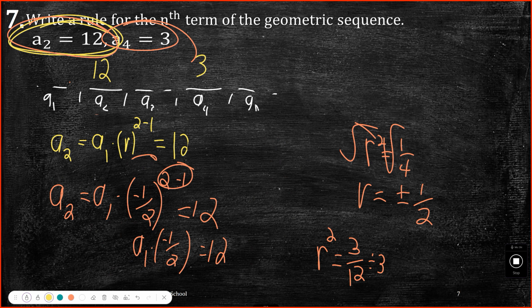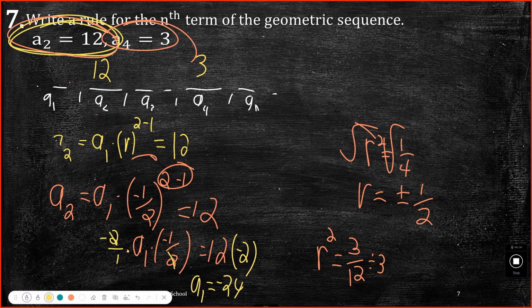But what's a better thing to do? Multiply both the left and the right side by the reciprocal. What's the reciprocal? Negative 2 over 1, or just negative 2? Negative 2 over 1 here, and negative 2. So then a negative and negative is positive. The 2 and 2 cancel. A1 is negative 24. A1 is negative 24. And this is going to create a sequence that will match this right here.